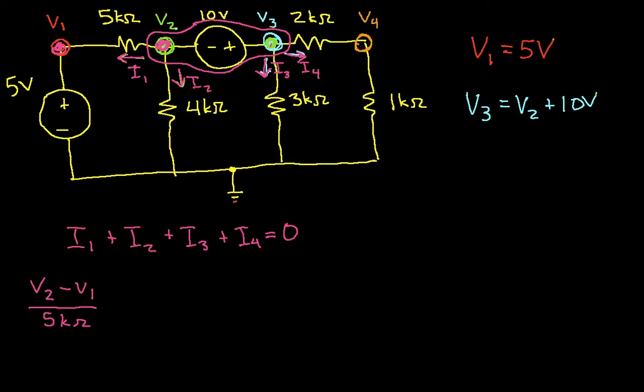That gives us the voltage across the 5 k ohm resistor, so I divide by the 5 k ohm resistor, and that gives me the current. I2 is going to be V2 divided by 4 k ohms. So it's going to be the voltage between this node and our reference, which is V2, divided by the resistance that we're going through.